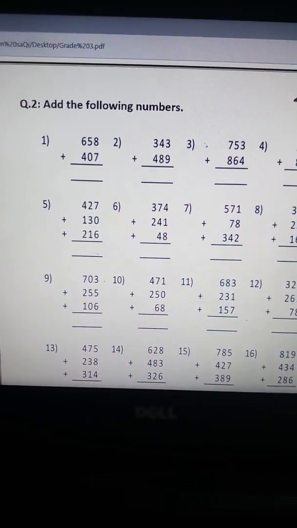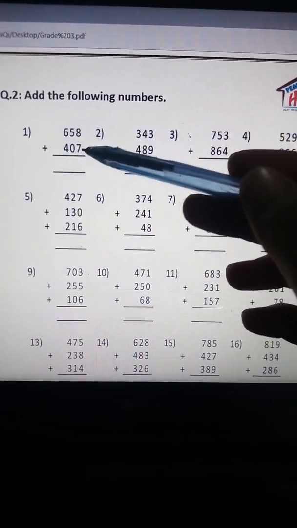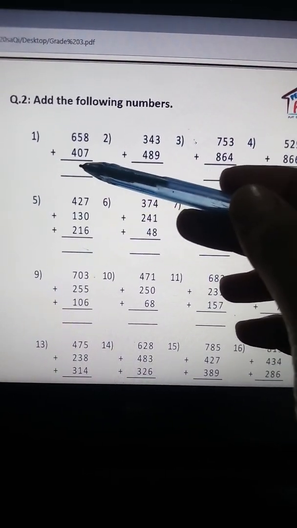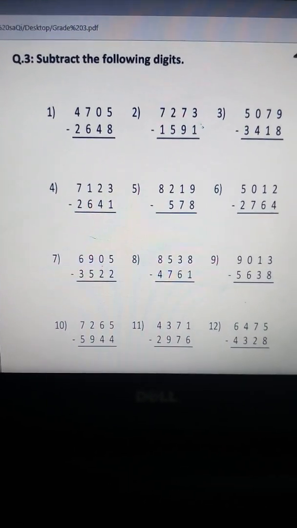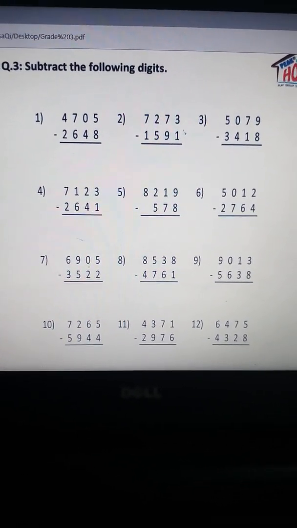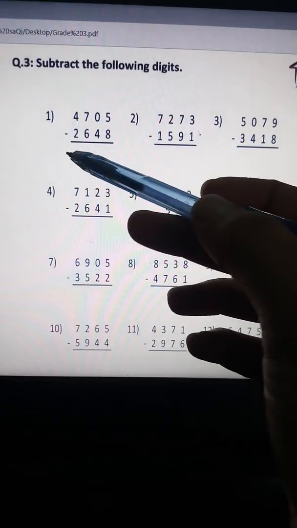The next question is: add the following numbers. Now you have to count these numbers and add, and then write the answer in the given places. Question number 3 is: subtract the following digits. Now you have to subtract the digits and then write the answer here.